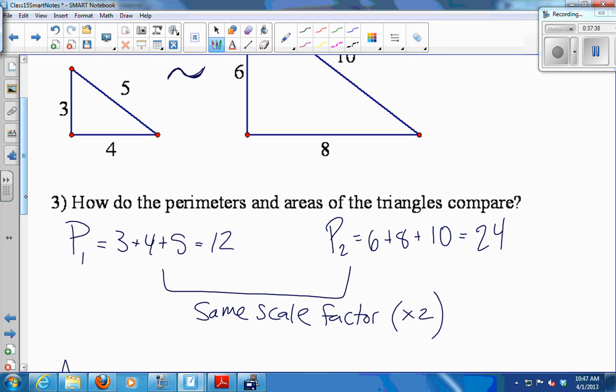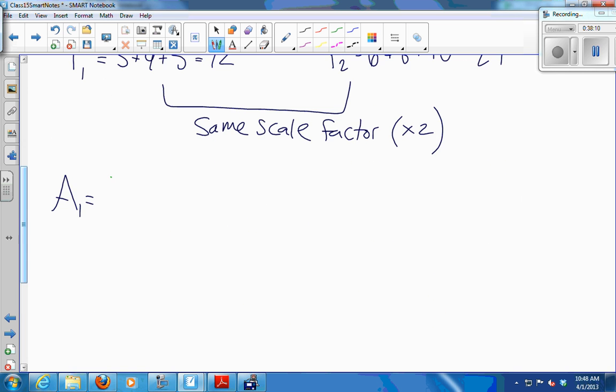Let's look at the areas of the two triangles. Anybody remember how to find the area of a triangle? Divide what by 2? Yep. So if I put these lines in, imagine they were there, and then this would create a rectangle. Area of a rectangle is just base times height, which would be 3 times 4. But the triangle is only half of that, so you divide by 2, and you get 1/2 times 3 times 4.